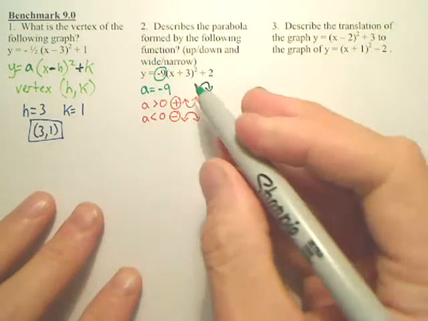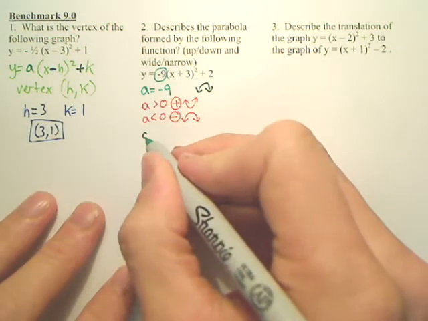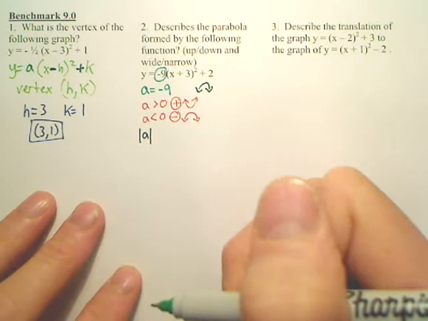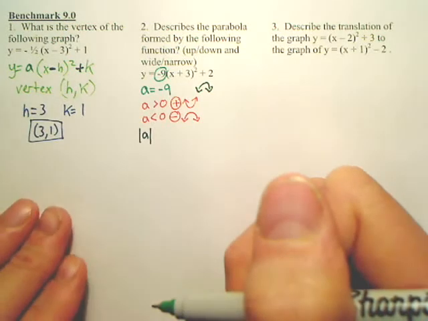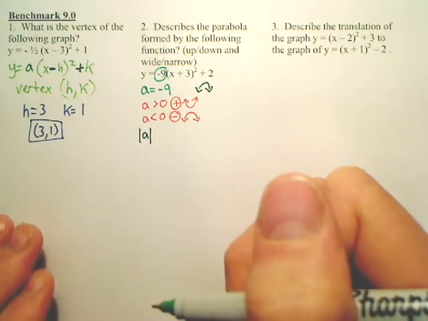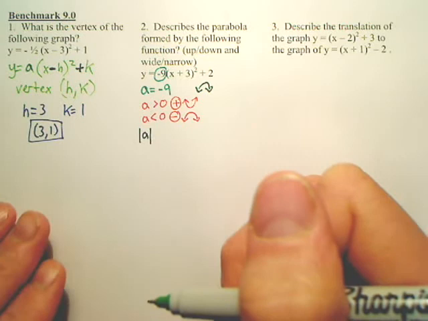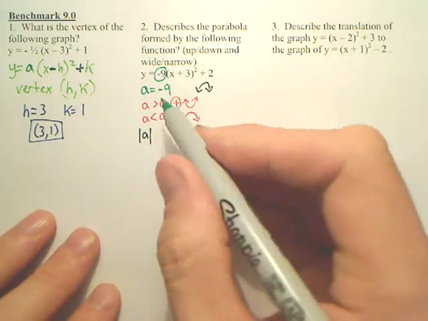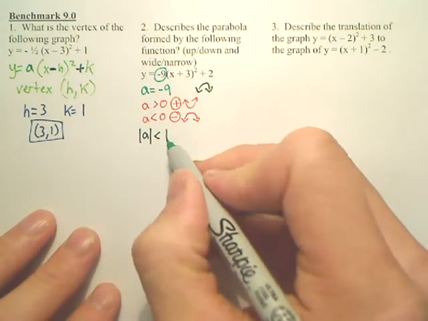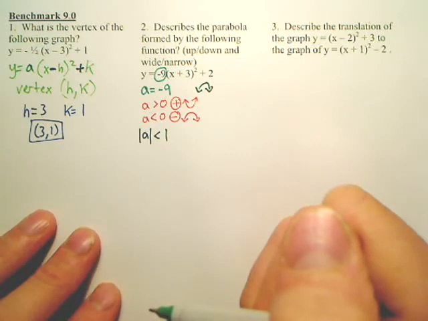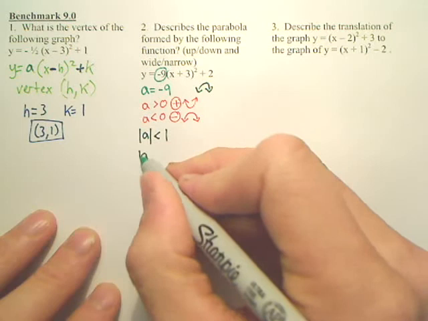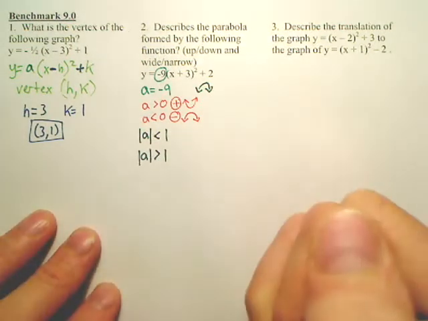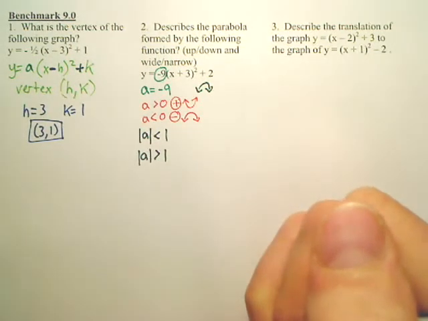Okay, next part. We've got to talk about wide and narrow. If the absolute value of a, meaning ignore the negative, do you understand? Absolute value basically means whatever the value is, focus on the number and not whether it's negative or positive. That's the basic idea. Now, if the absolute value of a is less than 1, it's either wide or narrow. If it's greater than 1, it's either wide or narrow.